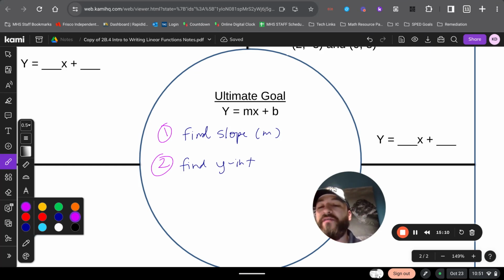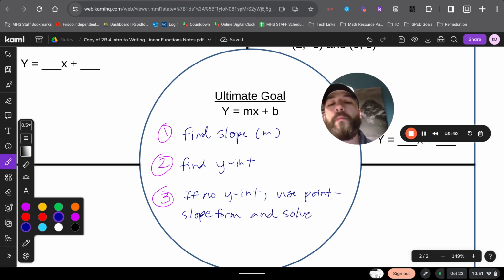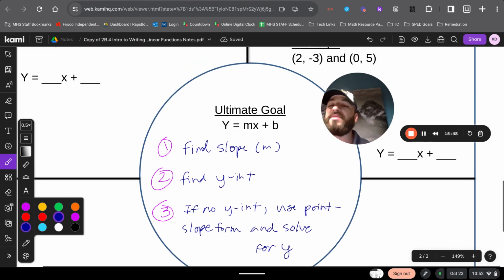If we don't have a y-intercept, then, of course, we should have some other point that we can use. And so we're going to use point slope form. And then solve for y. Because if we use point slope and we solve for y, then that's going to get it into that y equals mx plus b. Okay, so let's look at some examples.